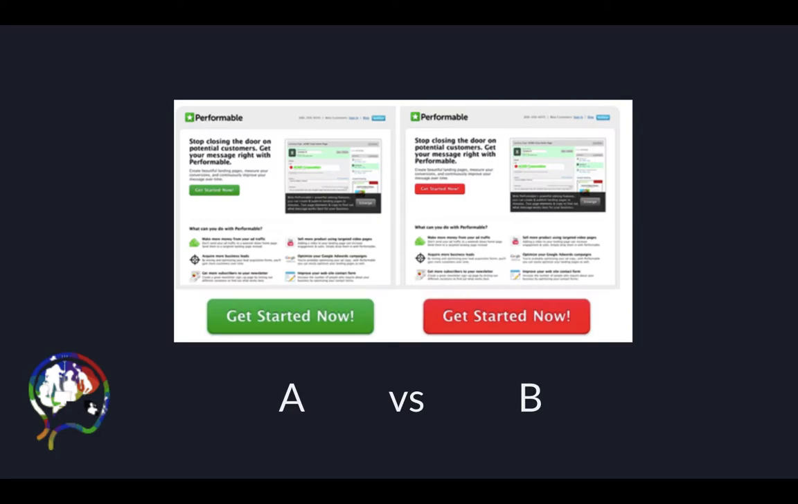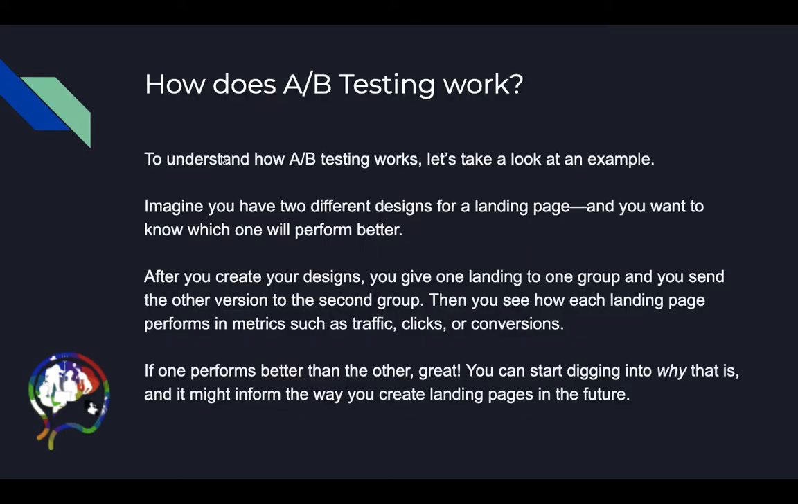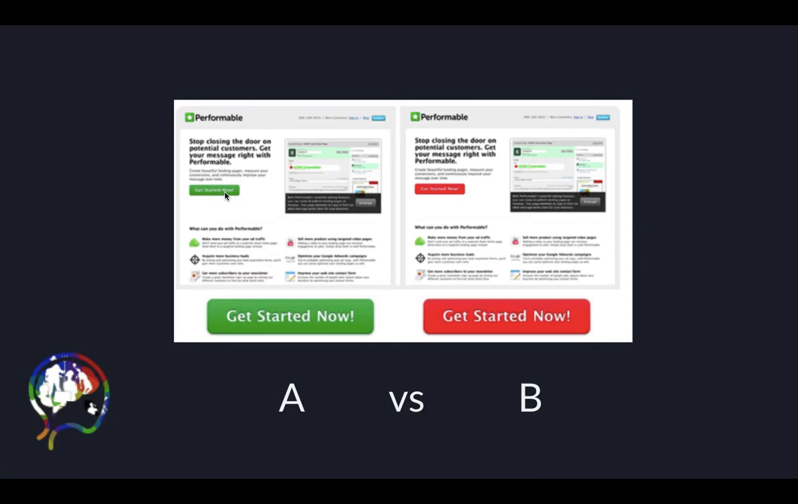Let me show it here. So you can see the content. If you look closely, they are all the same, but the color is different. So you can see these are two versions. This is version A, this is version B.